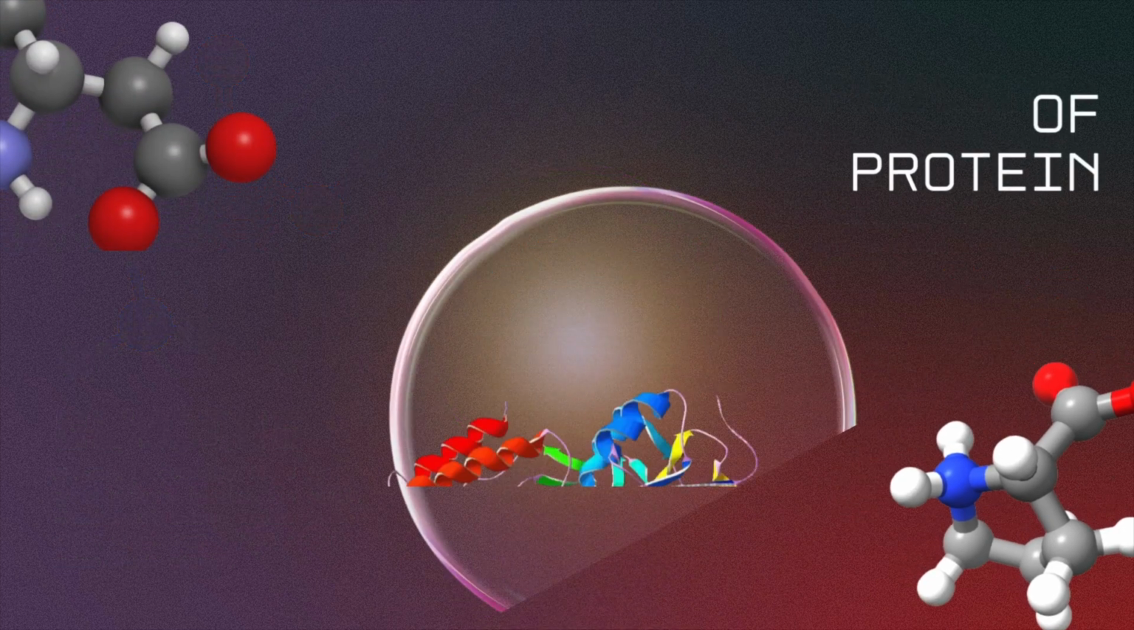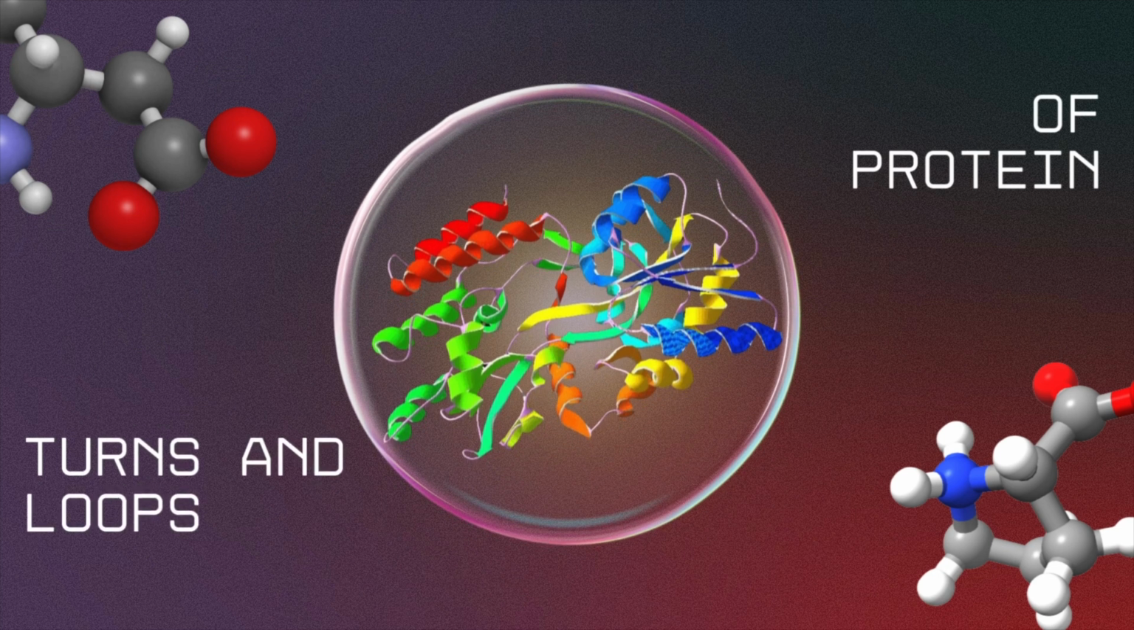Why loops and turns matter? Why care about these structures? Mainly because they enable compact folding, connect functional domains, and are frequently found at active sites and ligand-binding regions. And they are hotspots for mutations that cause diseases.